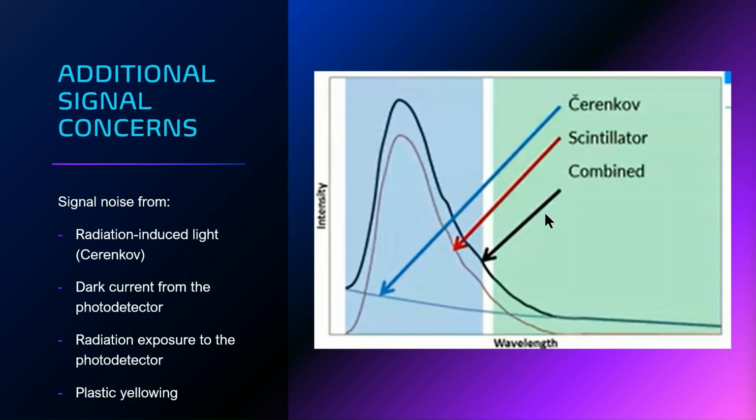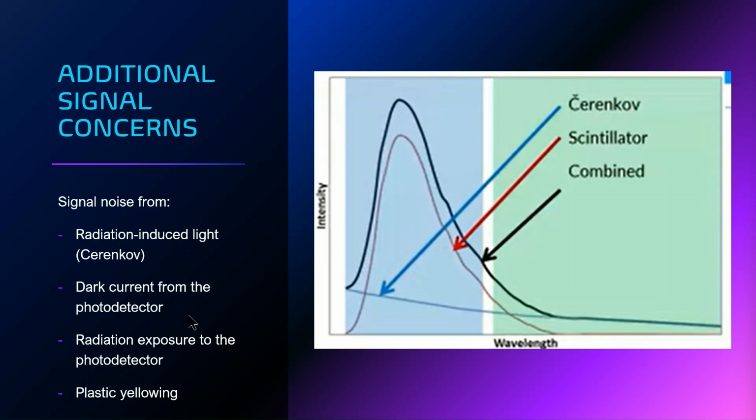So this chart on the right shows the spectrum of the typical Cherenkov noise, and with the scintillation signal, the combined effect of that is this combined signal here. So most, I think, products will either need correction or will already be correcting for a Cherenkov signal, and there's a few methods to do that. There's also potential for noise from dark current in the photodetector, or radiation exposure to the photodetector, as we described in the setup, keeping your PMT away from the field of radiation.